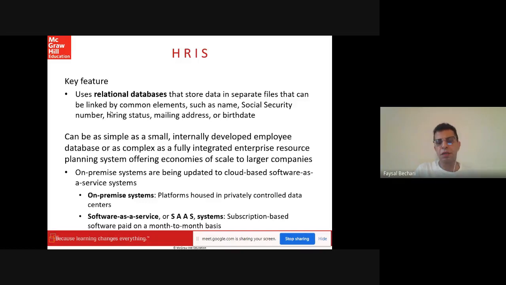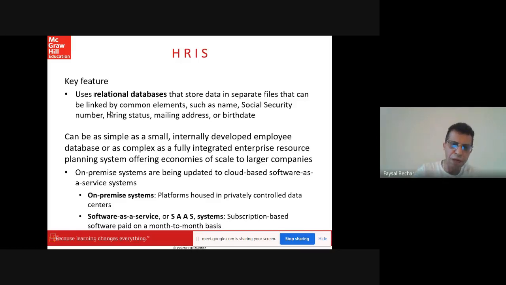All the databases, all the apps, they have something called a relational database, or RDBMS. They store each data set separately, in a separate file that can be linked by a common element. So when you click on a name, for example Faisal, they will bring all the Faisals to you, and you select the right Faisal and start looking. Or you enter the social security number, and then it gives you the person with the hiring status. So this is what you call the RDBMS or the database.